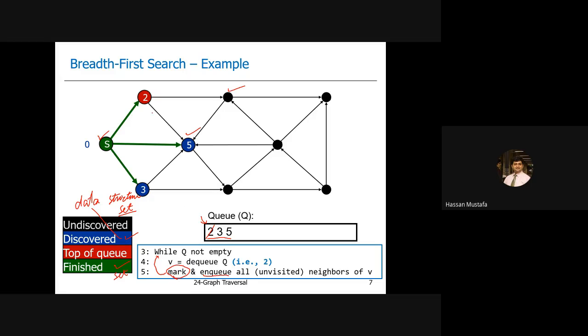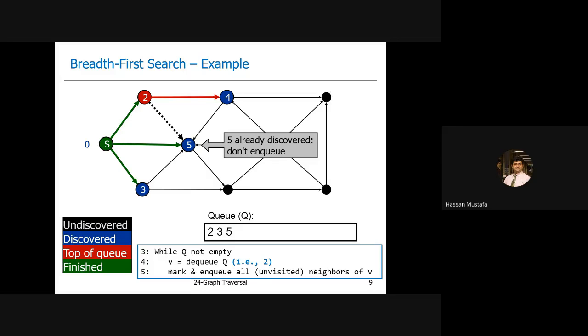Okay, so then I found out that this 5 is already discovered, so I should only mark this black node as the discovered node. So this is node number 4. So for this node number 2, 5 is already discovered. I would not insert it again. Instead, I would only insert 4 in the queue. So removing 2 from the queue, 5 is already discovered, I only insert 4 in the queue. So you see 3 is now at the front of the queue.